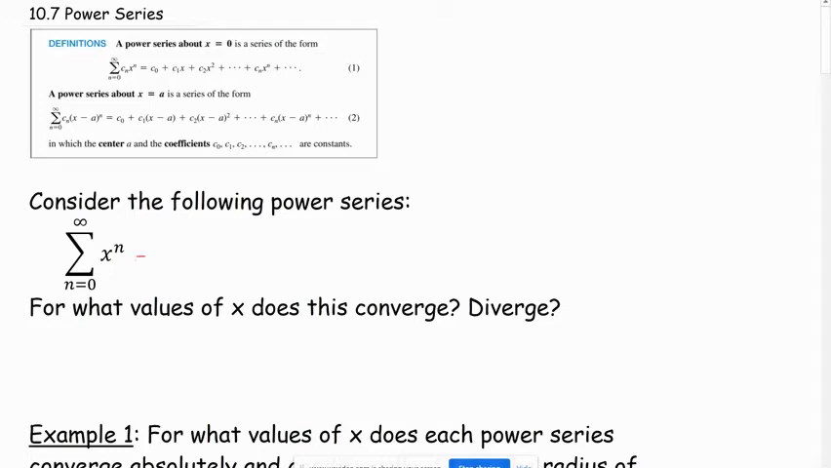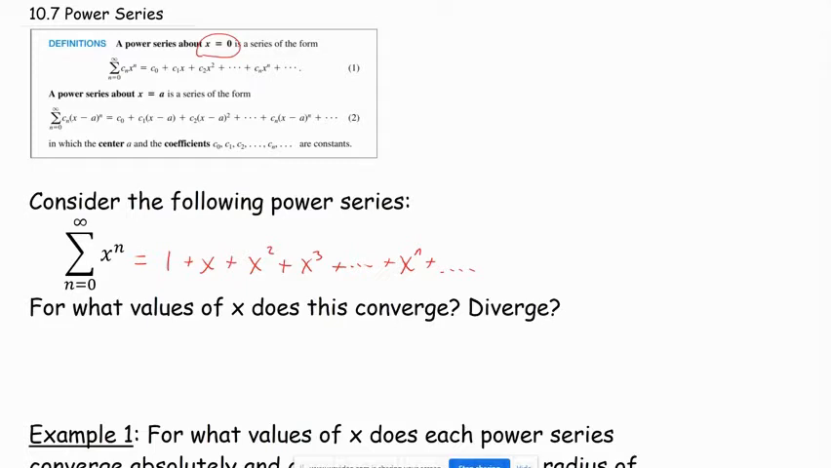So let's take a look at this simple power series. If we plug in 0 for n, that would be x to the 0 power, which is just 1. If we plug in 1, we get x to the first. If we plug in 2 for n, we get x squared, x cubed, and so on, going on forever, x to the n, continuing on forever. So that's a very simple power series, and that would be a power series about x equals 0. Now we want to know, for what values does this series converge or diverge?